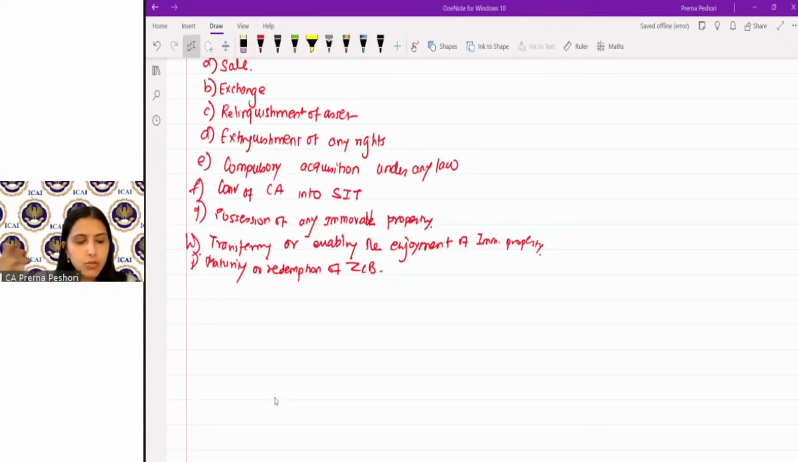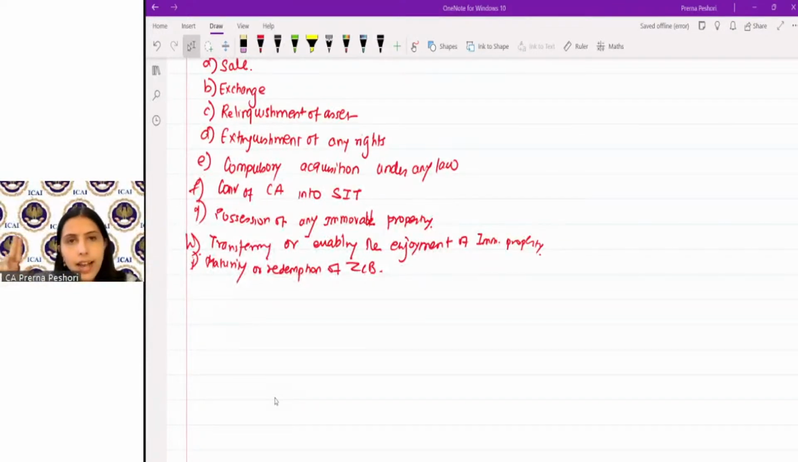Conversion of capital asset into stock in trade. This is very simple. We have already seen the example of conversion of stock in trade into capital asset. Here they are talking about conversion of capital asset into stock in trade. Conversion of stock in trade into capital asset is in PGBP 28(5)(a). Possession of any immovable property. So what does it mean? It is a transaction involving the allowing of the possession of immovable property to be taken or retained in part performance of a contract under the Transfer of Property Act.